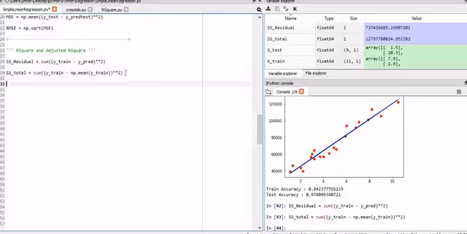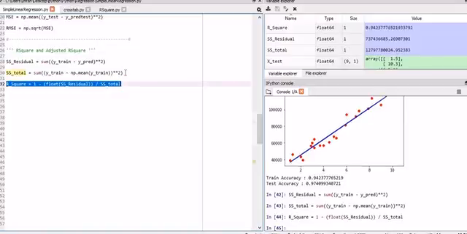Now we need to calculate the R-square. R-square is equal to 1 minus float of residual divided by total. So what is my R-square? R-square is 0.94. Okay.